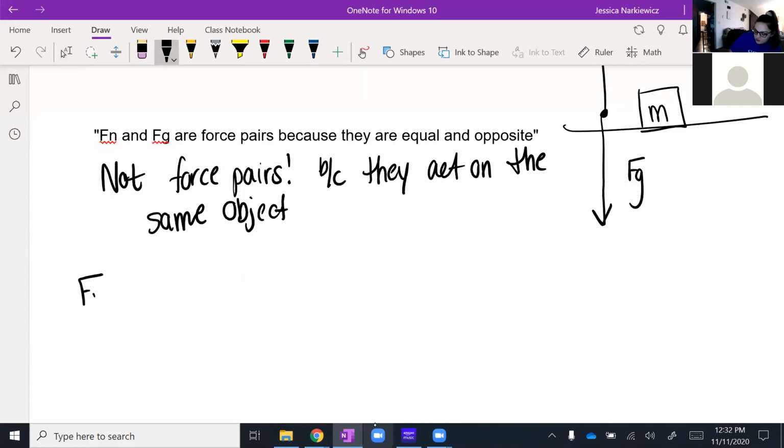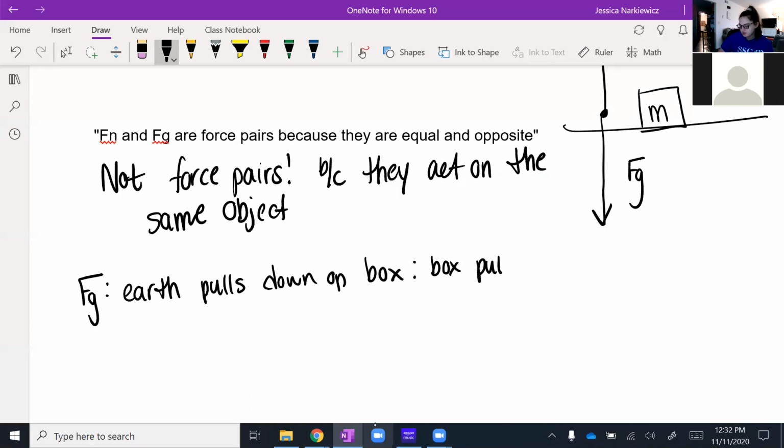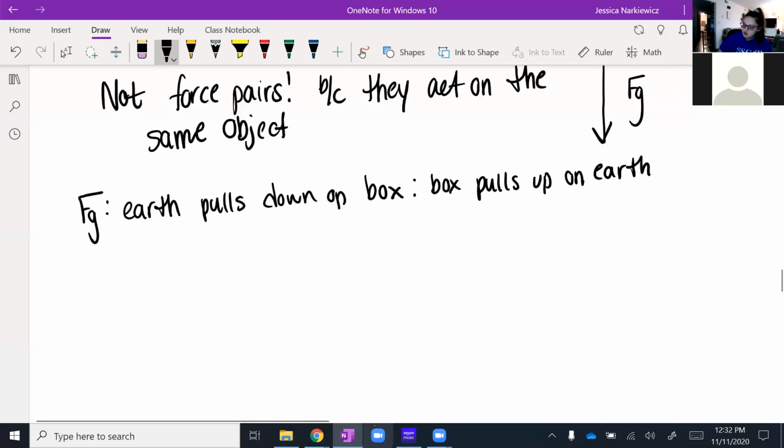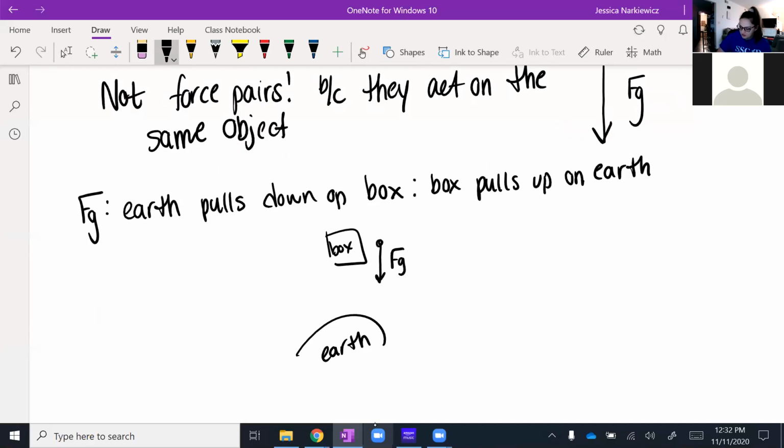So let's talk about what would be the force pair situation for the force of gravity. So we know that the force of gravity occurs because the Earth pulls down on the box. So the force pair to that would be the box pulls up on the Earth. Okay. So the diagram for that would look like this. We'd have to have two different objects in our diagram.